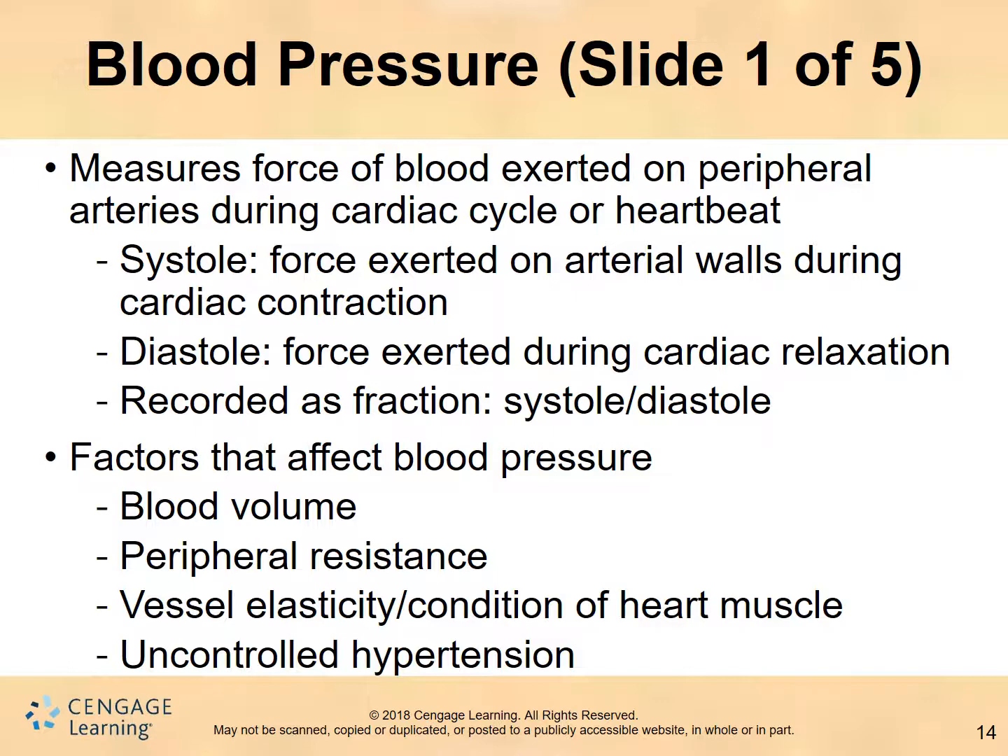Blood pressure measures the force of blood exerted on peripheral arteries during the cardiac cycle or heartbeat. Systole is the force exerted on the arterial walls during the cardiac contraction. Diastole is the force exerted during cardiac relaxation, and it's recorded as a fraction, systole over diastole. Factors that affect blood pressure are blood volume, peripheral resistance, vessel elasticity, the condition of the heart muscle, and uncontrolled hypertension.